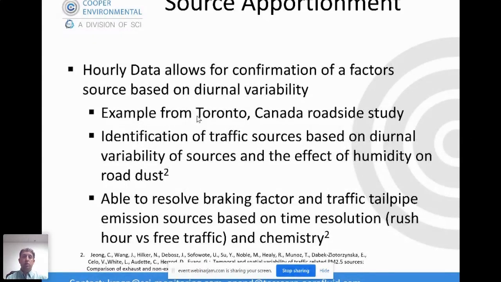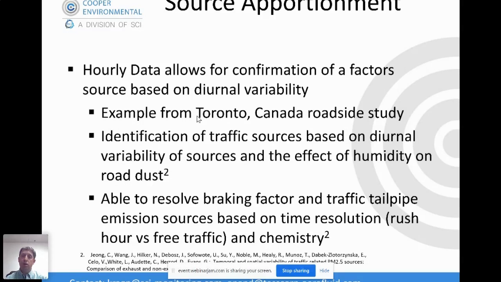We've also had some studies that show how you can get some confirmation of your factors of a source based on their diurnal variability. Now, if you had a filter sample where you're just getting one sample per day, you wouldn't be able to see that diurnal variability. But with the Xact, when you're getting hourly samples or even higher time resolution samples, you can see that kind of diurnal variability and begin to identify sources or be able to factor your PM measurement much more because you have more hourly information.